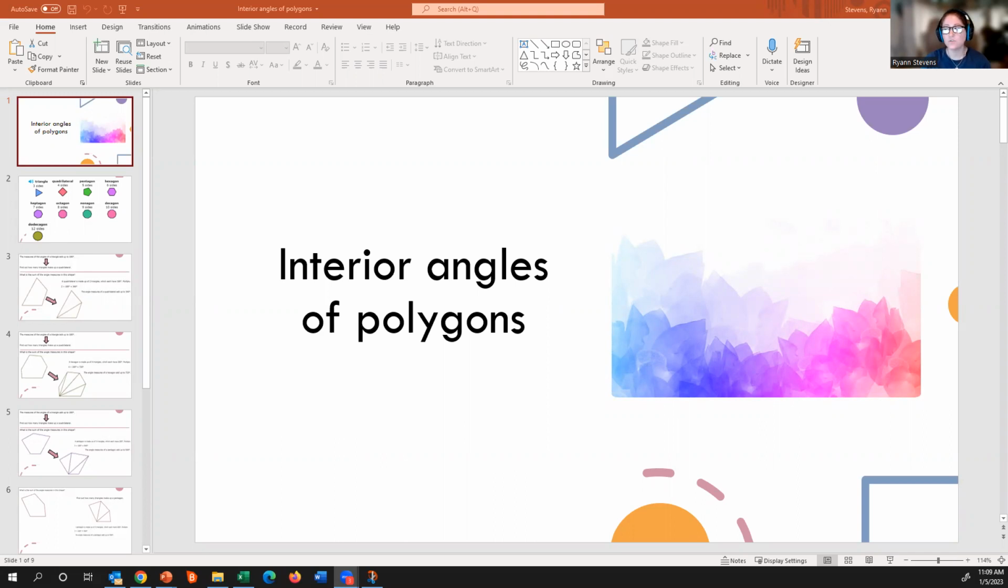We can also look at the word polygon, and that is a combination of 2 words. So poly is going to mean many, and then gon is going to mean side. So polygons can tell you that there are many sides.